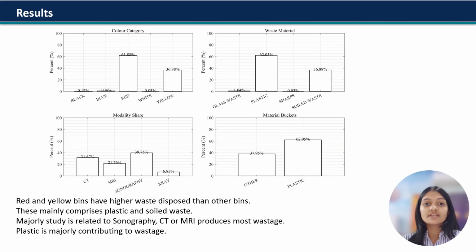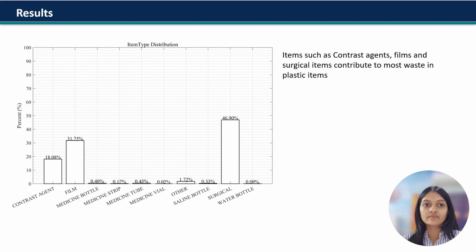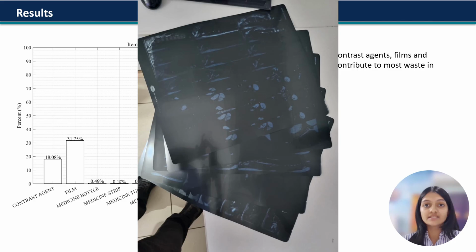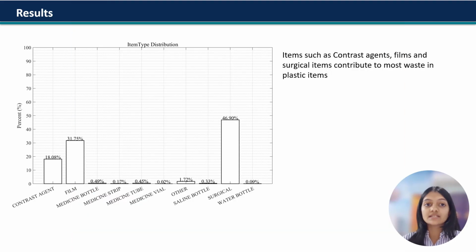The results show that red and yellow bins are the primary contributors. These bins mainly contain plastic and soil waste. CT, MRI, and sonography procedures generate the highest waste volumes, and plastic emerged as the dominant contributing material. Item-level analysis revealed that contrast agents, films, and surgical consumables contribute significantly to emissions. These items are high in both frequency as well as mass.